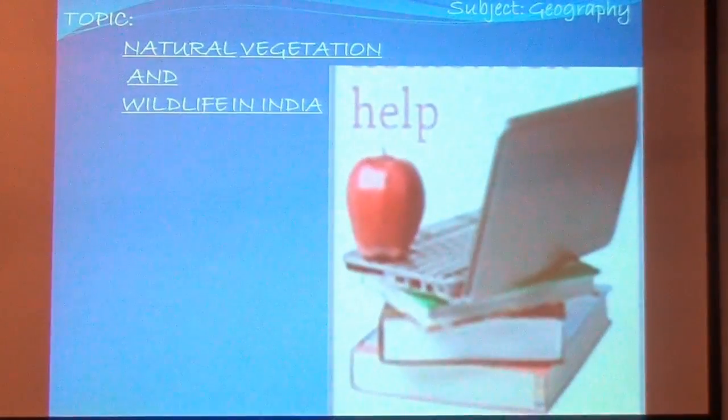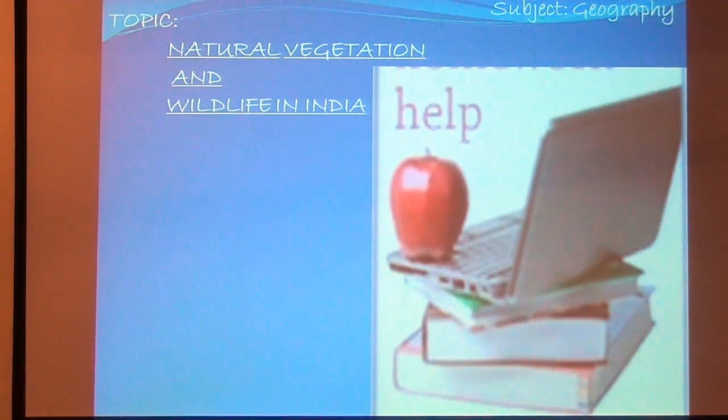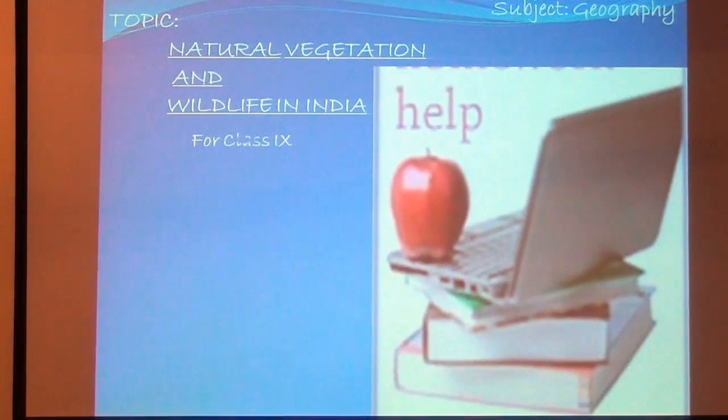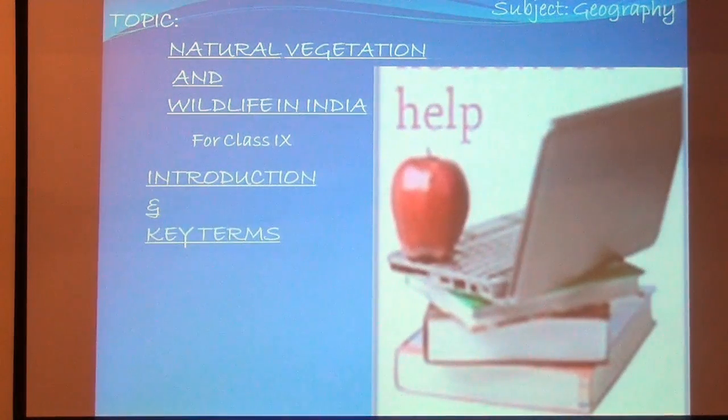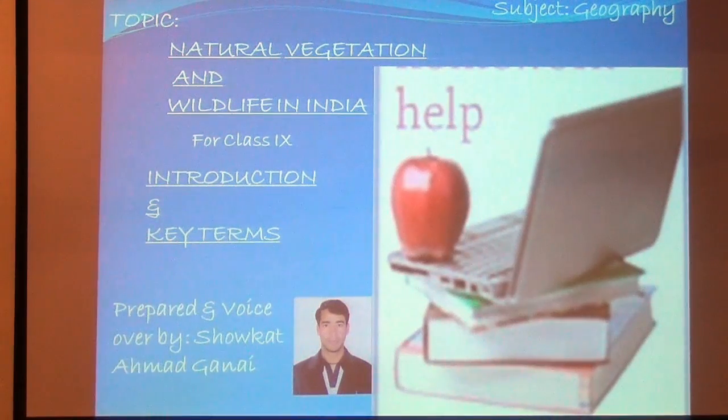This presentation is for class 9th, and as you can see on the screen, the title of the topic is natural vegetation and wildlife in India. Before coming to the topic and elaborating on it, we need to understand a few key terms. Those key terms and key concepts are going to help us all through the chapter.